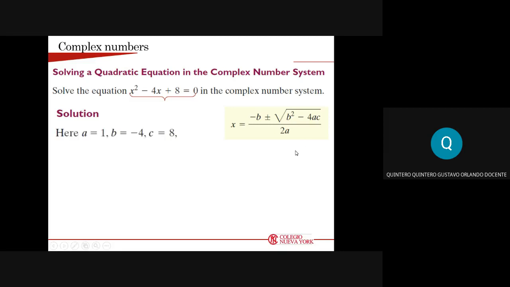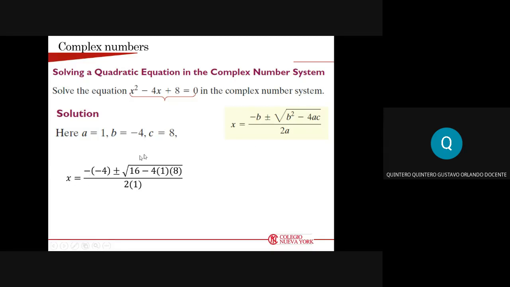From here, simply find the values. Our a is 1, since the coefficient of x squared is just 1. The value of b, the coefficient of x, is negative 4. And the value of c, the constant number, is 8. All we have to do now is replace these values into the formula.